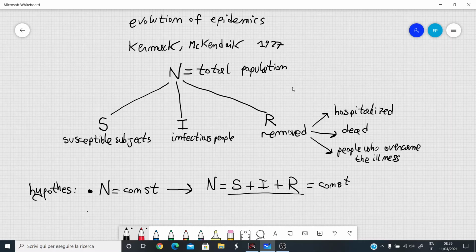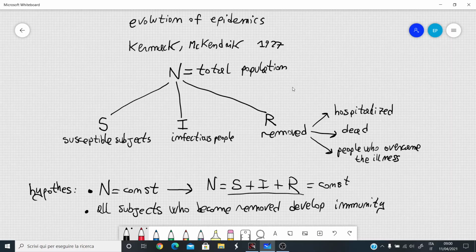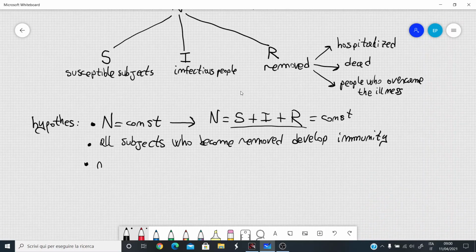Then another hypothesis is that all subjects who become removed after being infectious develop immunity, which means that susceptible people can become ill just once, not more than once. This is not the case for illnesses such as influenza or the cold, where you can get it multiple times. The model can be adjusted in that case, but I will not discuss it here. And then there is no time lag, which means that as soon as a susceptible comes into contact with an infectious, he or she will get ill instantaneously and with just direct contact. I can put it here: instantaneous transmission.